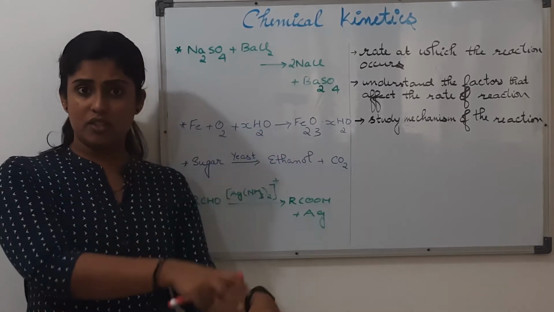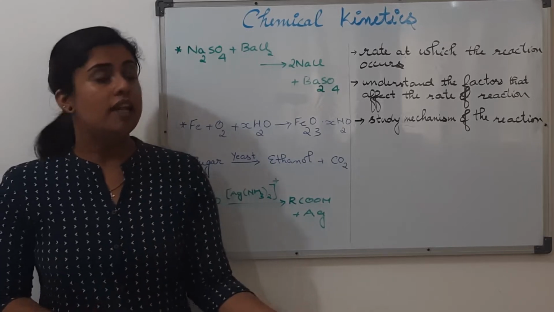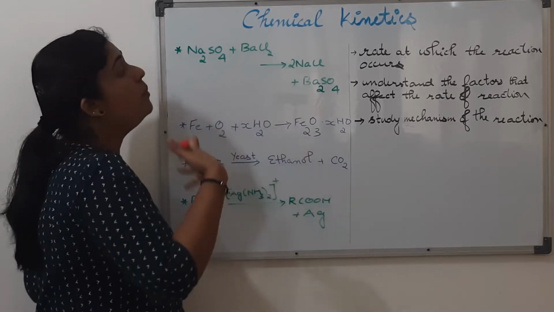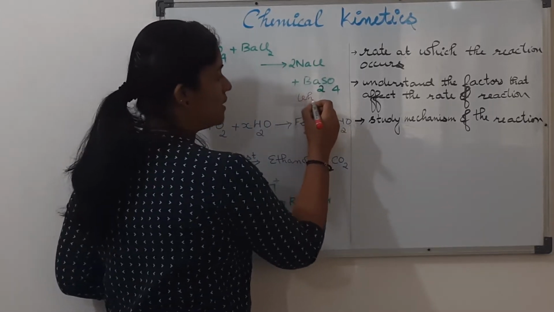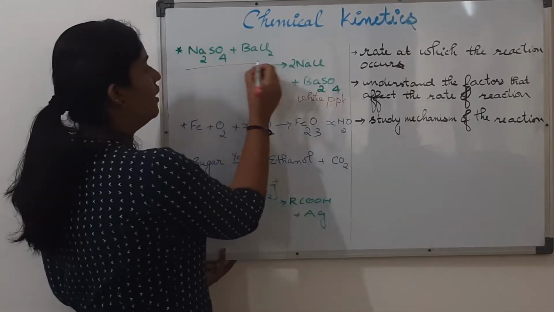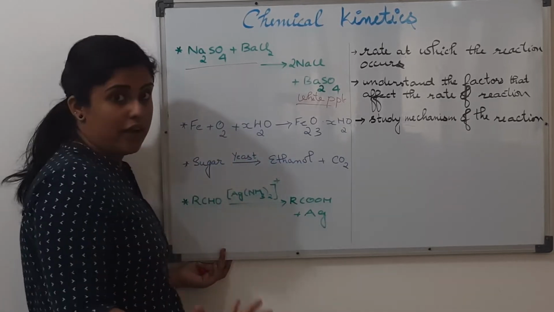You just have to mix 2 or 3 things together, and immediately you see a change. Like in this reaction, if you react sodium sulfate with barium chloride, immediately sodium chloride and barium sulfate are formed, which is a white precipitate, right? So immediately you mix these 2 things together and you get the white precipitate of barium sulfate. And it's a very fast reaction.